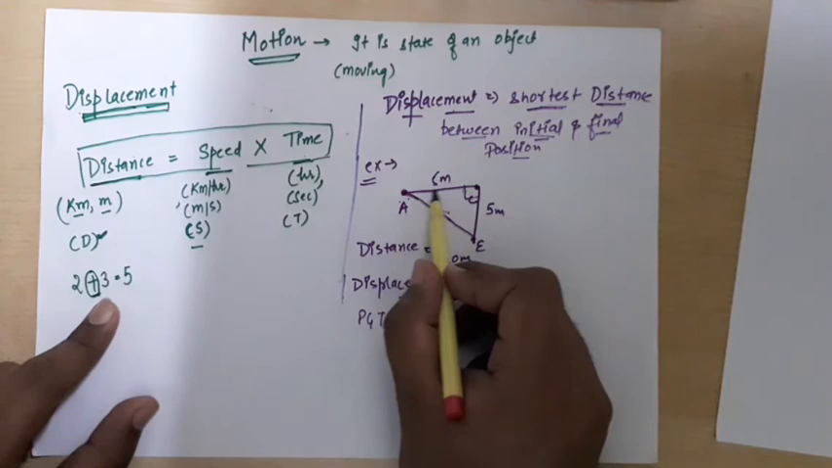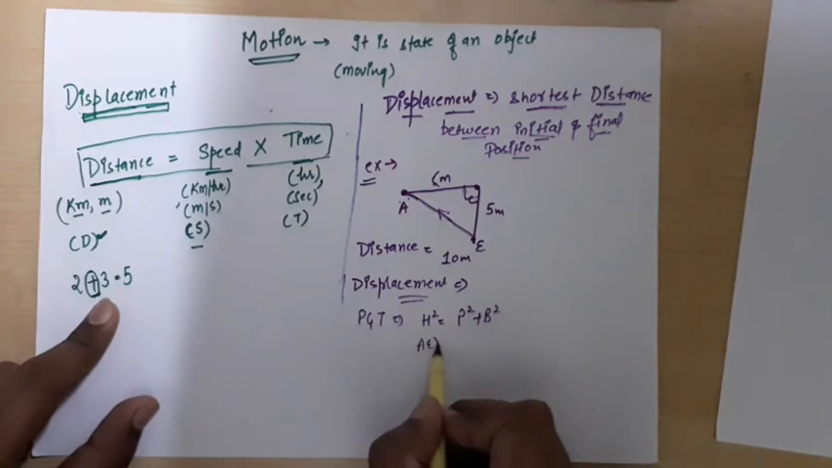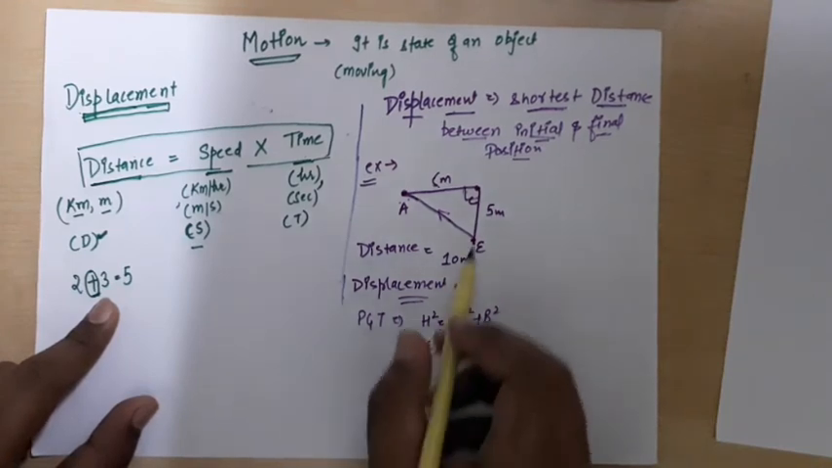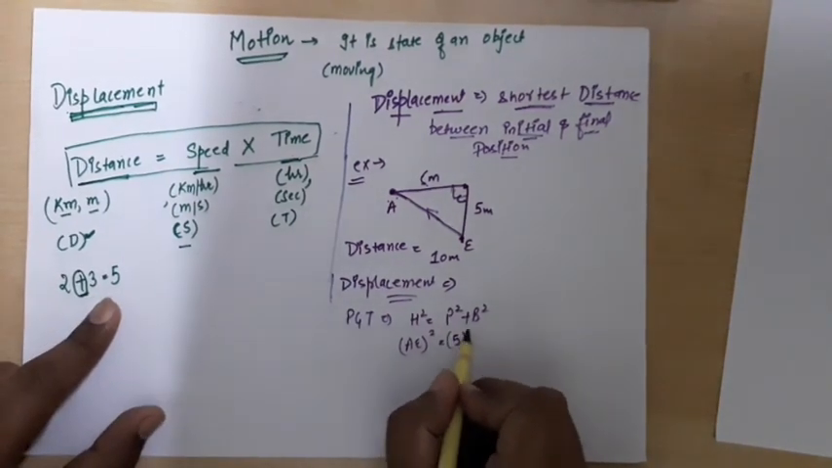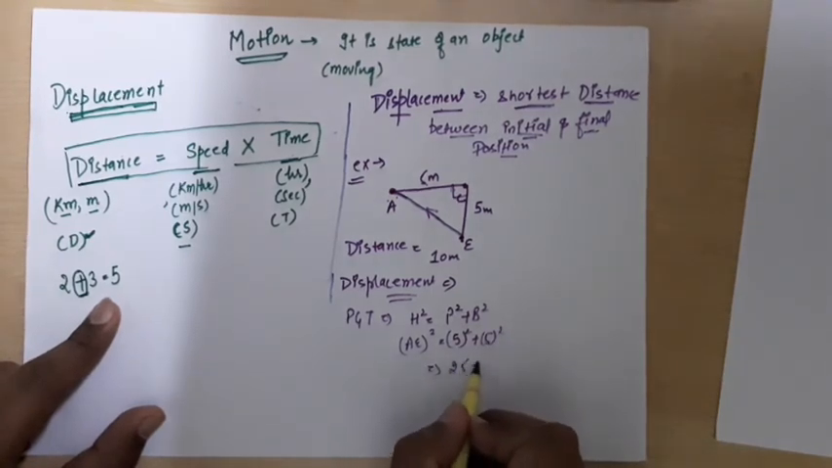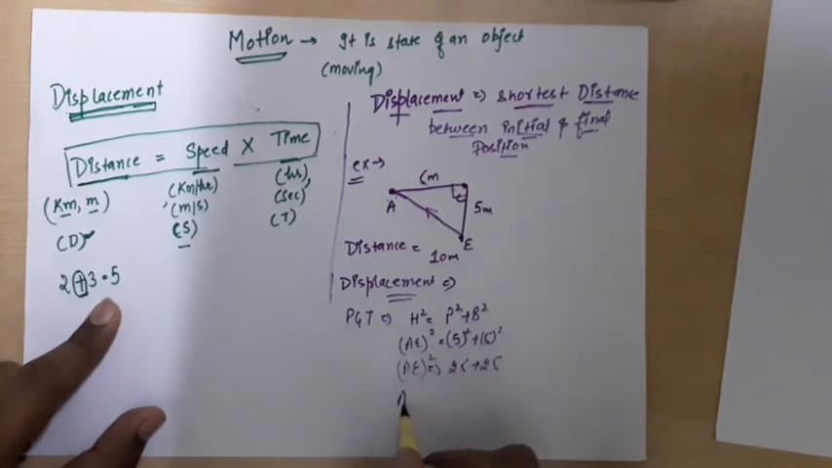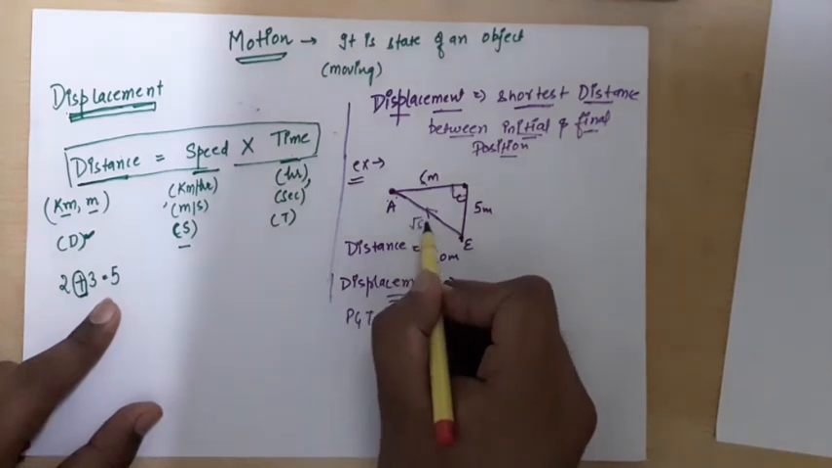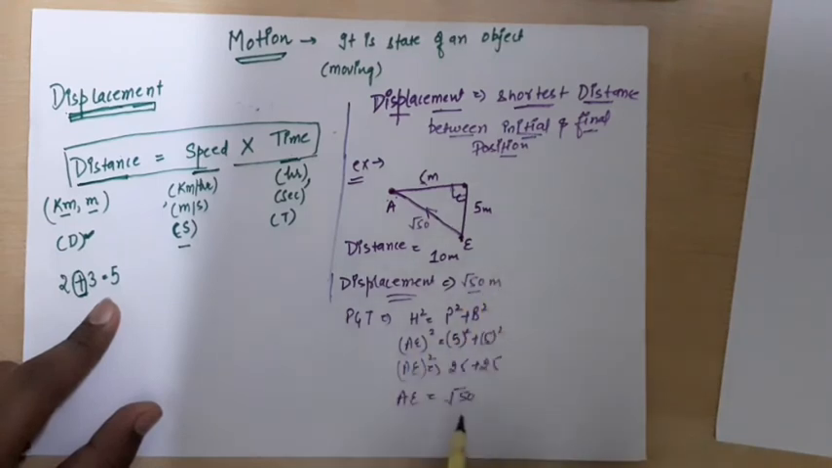Over here we can see that two sides are given, that is 5 meters and 5 meters. So AE is the hypotenuse, so I'm just writing AE over here, and the rest two sides are CE and AC. Let me do their squares. So that is 25 plus 25. So AE becomes root 50, right? This root 50 is actually the displacement over here. Its unit will be meters only.